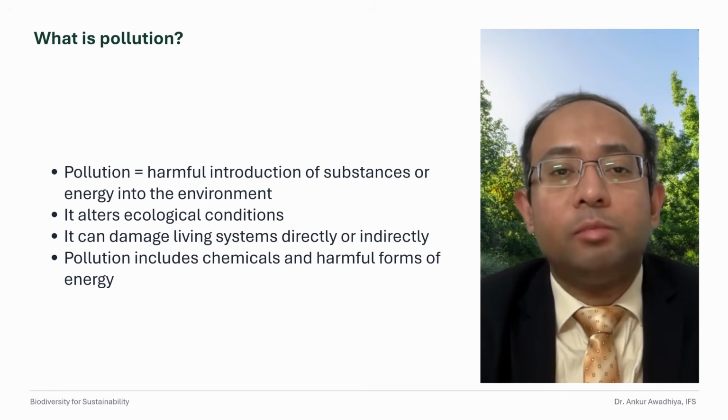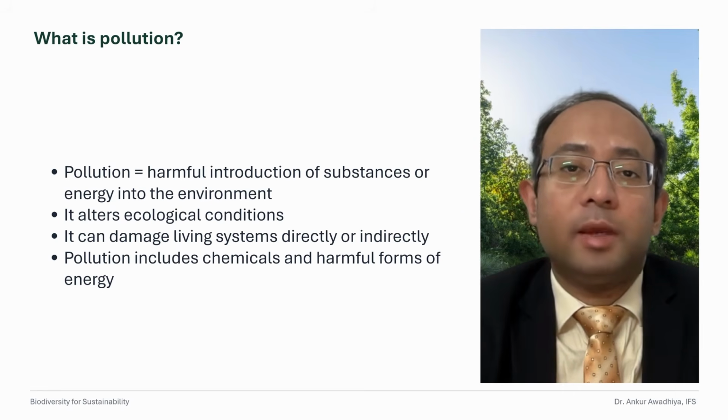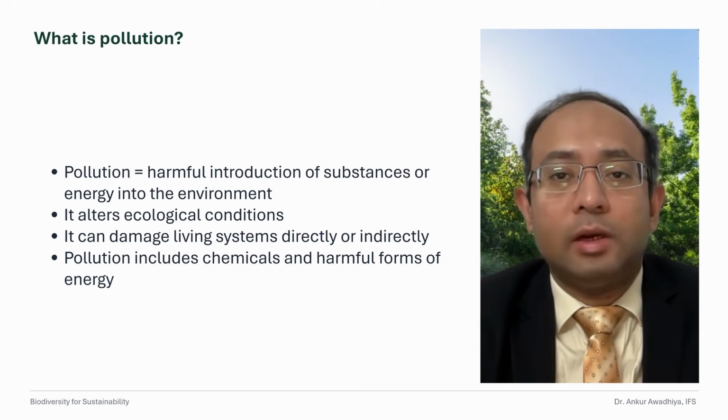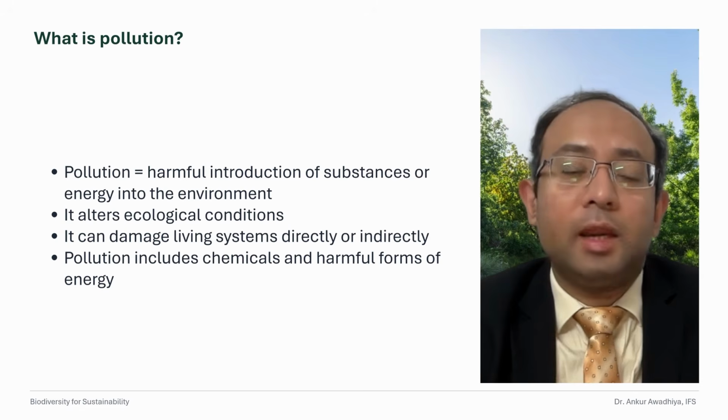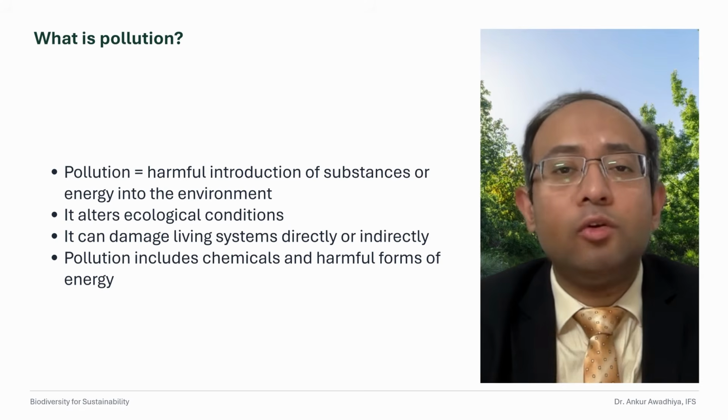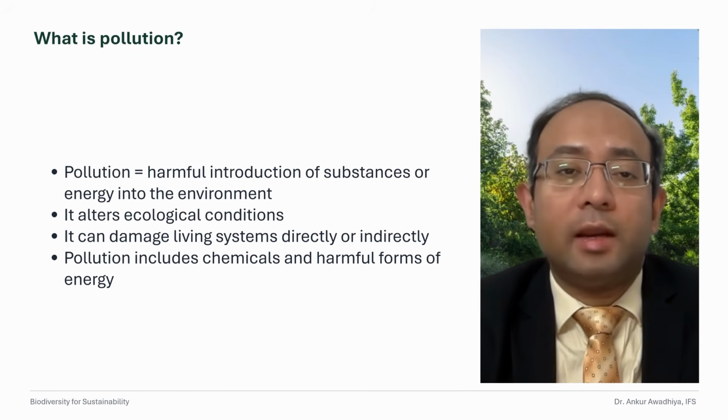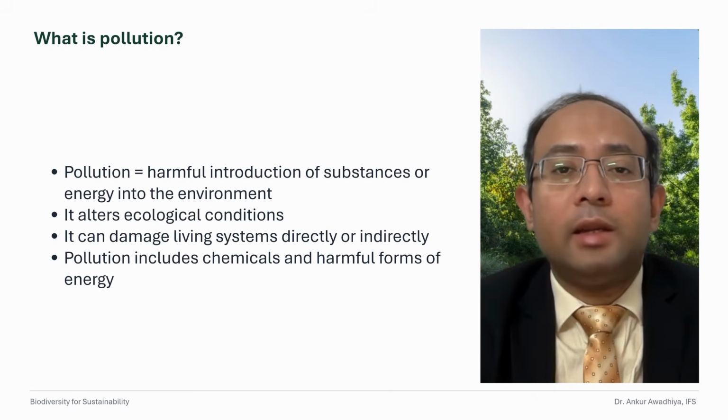This definition is broader than what many people expect. It includes chemical substances such as industrial discharge, pesticides, and heavy metals. But it also includes harmful forms of energy such as excessive noise or artificial light at night. The key idea in any definition of pollution is harm to living systems.